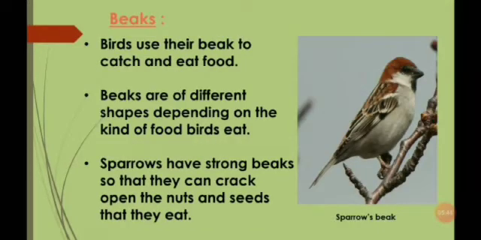Now, we will see beaks of birds. The shape of a bird's beak depends upon the type of food it eats. As the birds don't chew the food, they don't have teeth. Birds use their beaks to catch and eat food. Sparrows eat nuts and seeds, so they have strong beaks. They can crack and open the nuts and seeds.